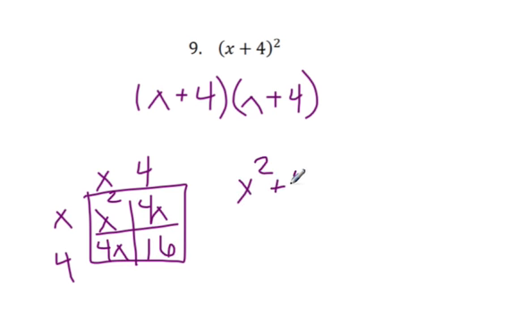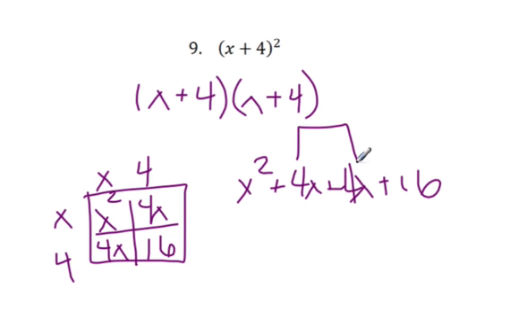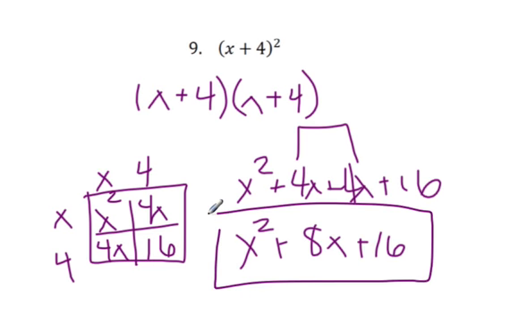So now I'm going to go ahead and write out each of my terms separately. Now I want to add those two terms together. 4x plus 4x is 8x, and then plus 16. So that's your final answer for number 9.